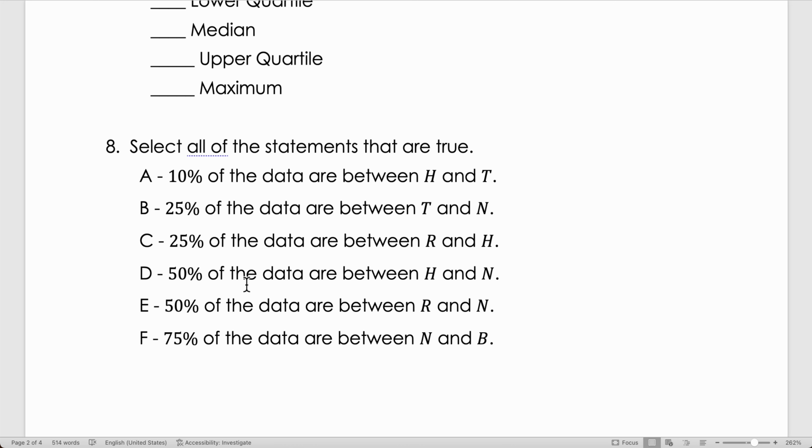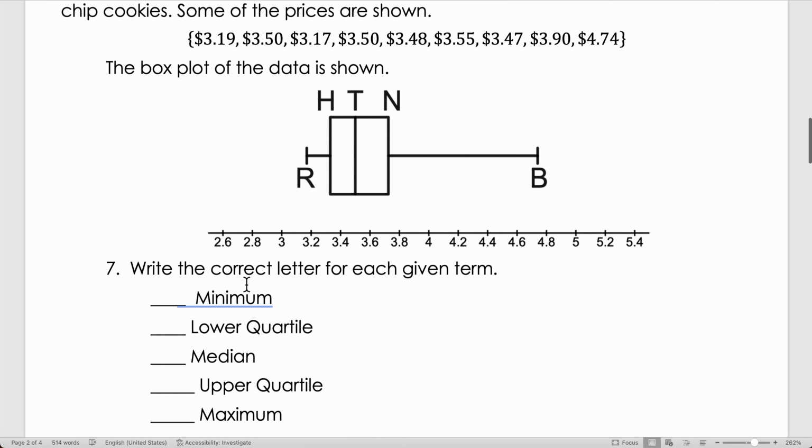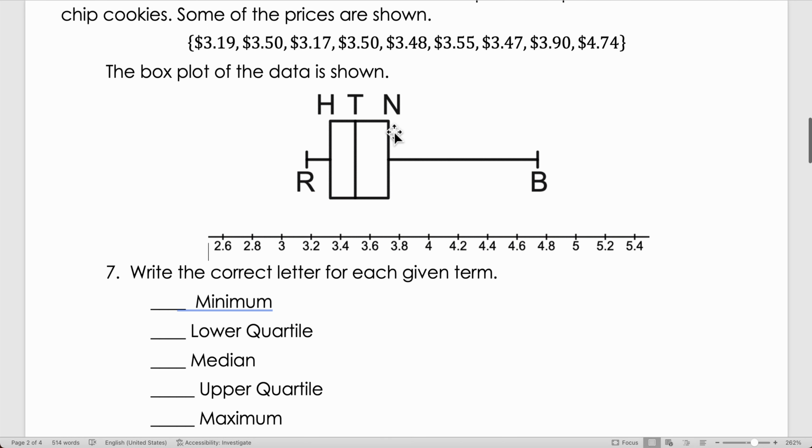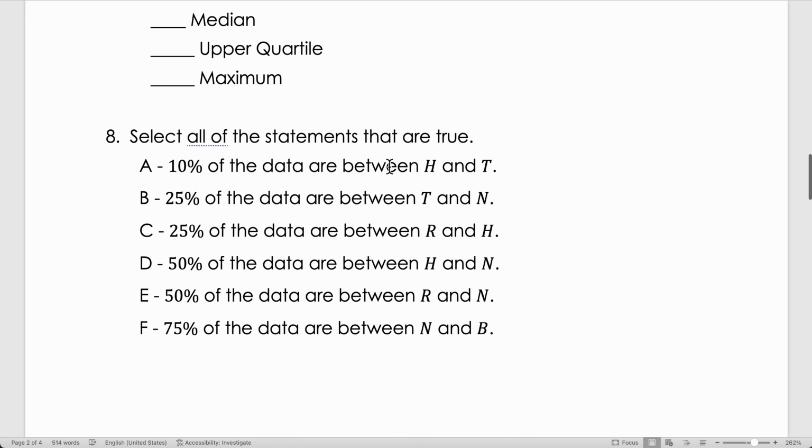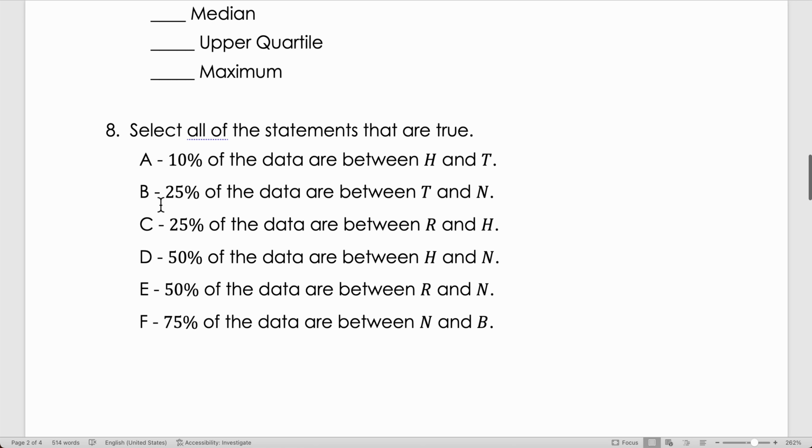D, 50% of the data, or half of it, is between H and N. H is there, N is there. You can see there's two sections. H to T is one section, T to N is another. That's two sections. 50% is quite correct. So far we have B is right, C is right, D is right.